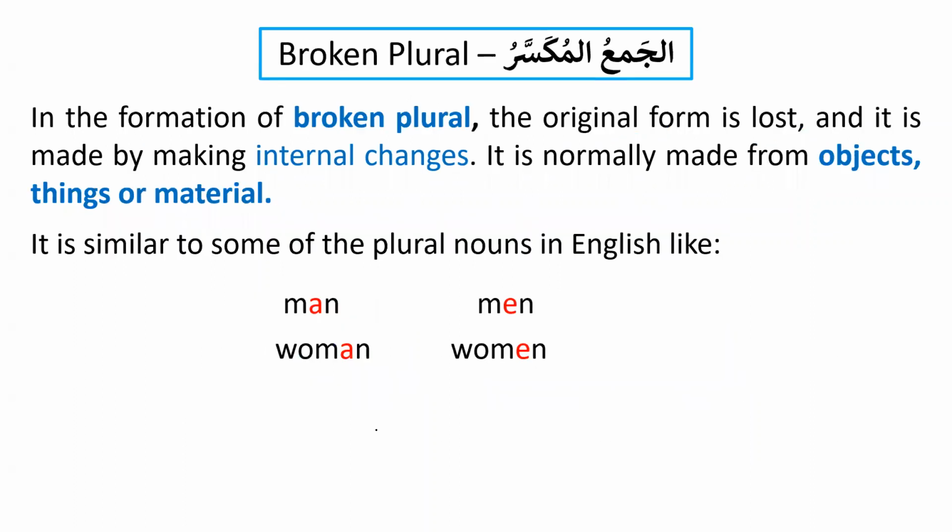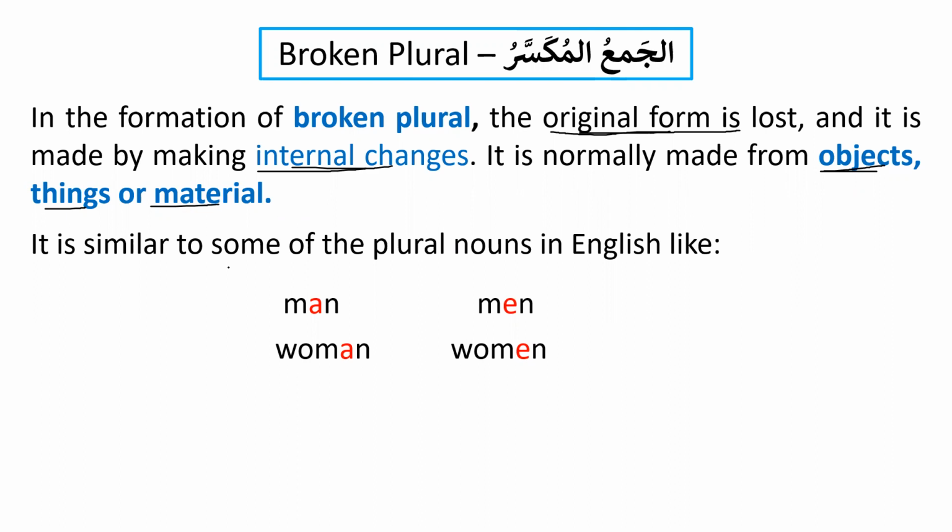Now, what's the broken plural? In basically broken plural, what happens? The original form is lost. So in the broken plural, what happens? The original form is lost, and it is made by making internal changes. Okay. It is normally made from the objects. So it is made from the objects, things, or material, or we can say that generally it is made from ghayru aqil.